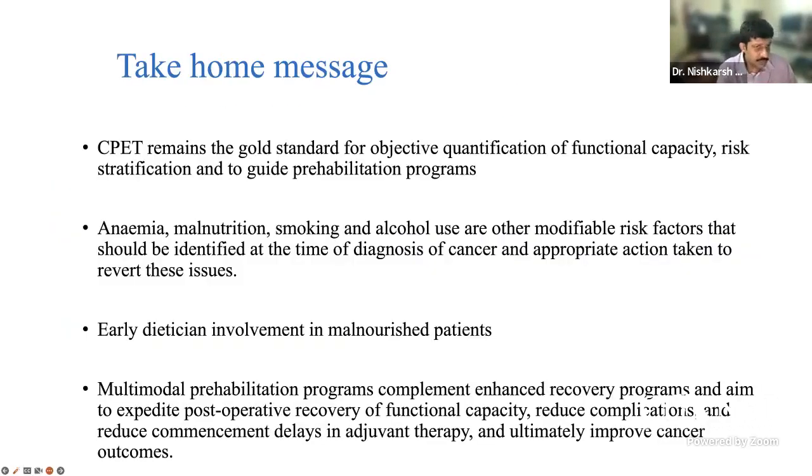So the take-home message is that anemia, malnutrition, smoking, and alcohol use are modifiable risk factors that should be identified at the time of diagnosis of malignancy, and appropriate action should be taken. CPET is the gold standard for quantification of functional capacity of the patient, risk stratification, and to guide rehabilitation programs. Early dietitian involvement in a malnourished patient is important and should be done.